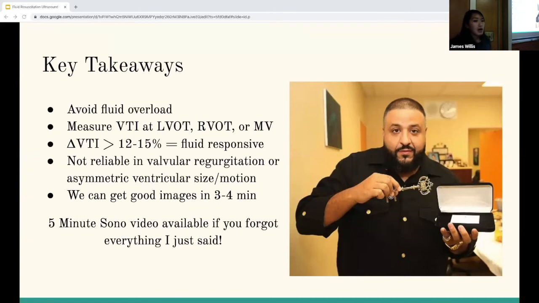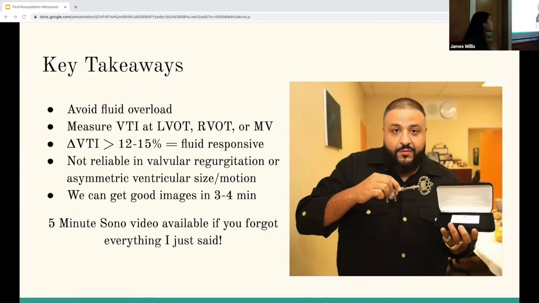You can measure it at multiple places. If you're savvy enough to get an A5C or A3C view, go for it. If you're more comfortable in the A4C view, then you can measure it at the RVOT or the mitral valve. You want to calculate the difference in your VTI before and after an intervention, usually a 500 cc bolus, or if your patient can tolerate it, maybe you just put the legs up and repeat your measurement. That'll tell you if you can give fluids. The key number you're looking for is greater than 12 to 15% for someone to be fluid responsive.